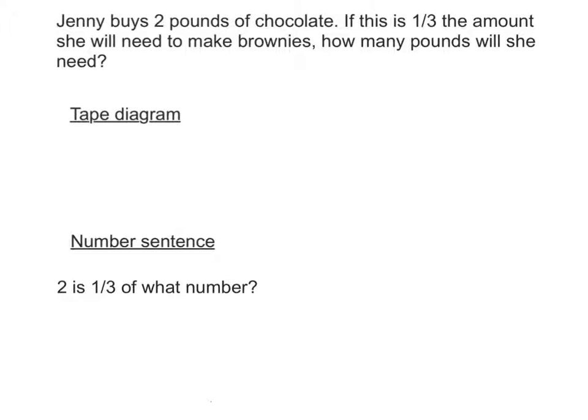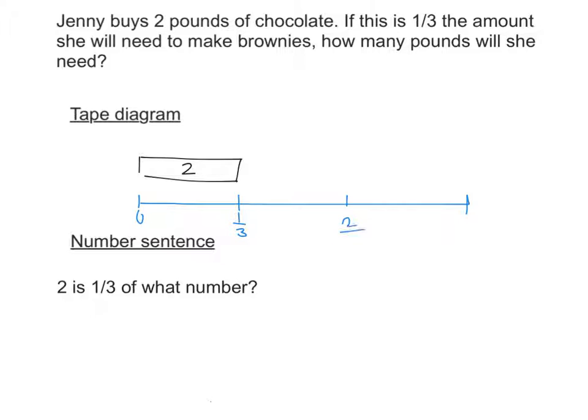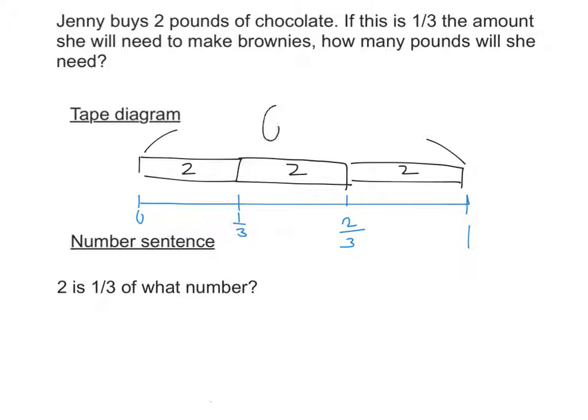Okay, so this time, Jenny buys 2 pounds of chocolate again. But is that the entire amount she needs for the recipe? No. So on the number line, we can show that it's only how much of what she needs? 1/3. And so she's going to need another 2 pounds, and that will take her to how many thirds? 2. So does she have enough to make her brownies? No, she needs another 2 pounds, and then that will take her to one whole batch of brownies. Very good. So all together, she's going to need how many pounds of chocolate? 6 pounds. Very good. So this is what the tape diagram would look like that represents this problem.